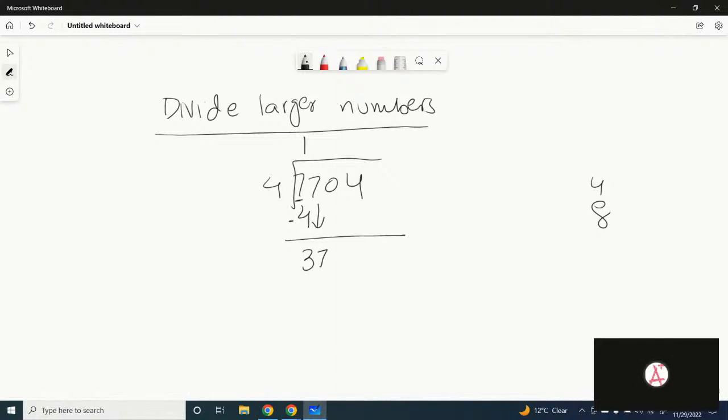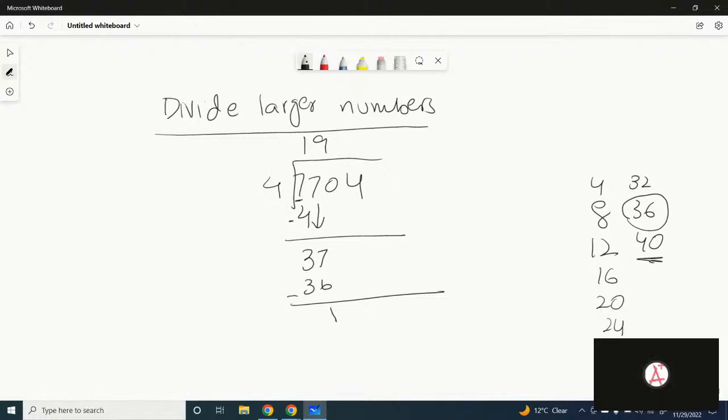We need to bring the next digit down. It would be 37. You have to count the table of 4 until 37, or a number that is less than 37. Got it? 4 times 3 is 12. 4 times 4 is 16. 4 times 5 is 20. 4 times 6 is 24. 4 times 7 is 28. 4 times 8 is 32. 4 times 9 is 36. And 4 times 10 is 40. So 40 is greater. We can go for 4 times 9. 4 times 9 is 36. Got it? Okay, 37 subtract 36 is 1.